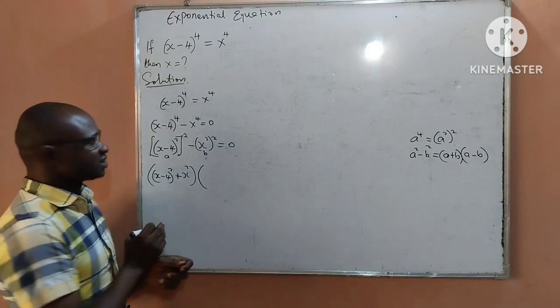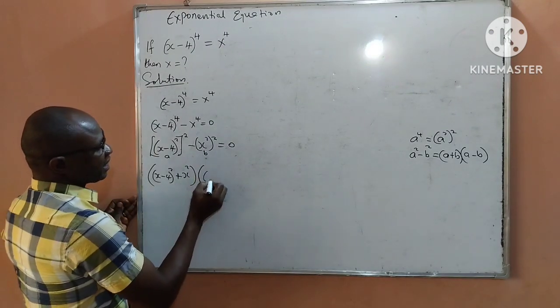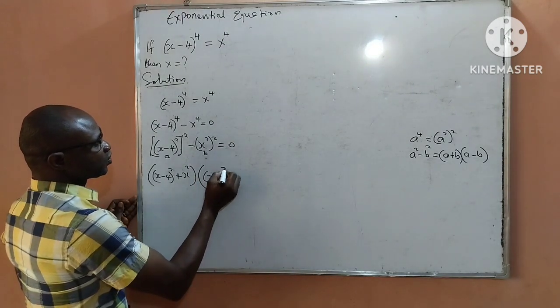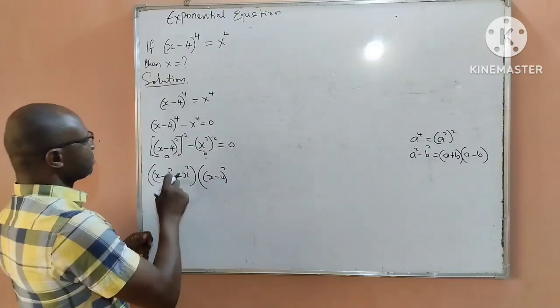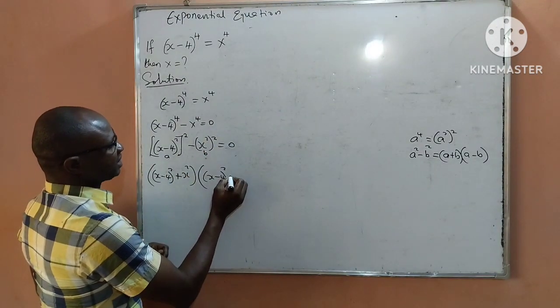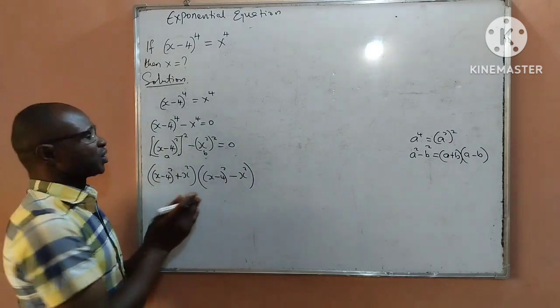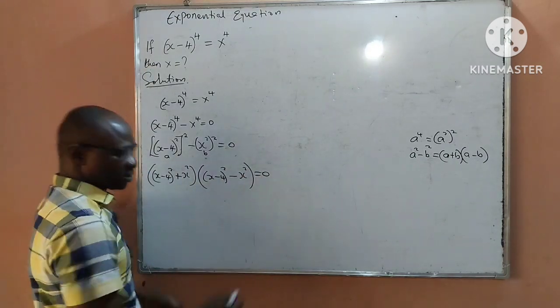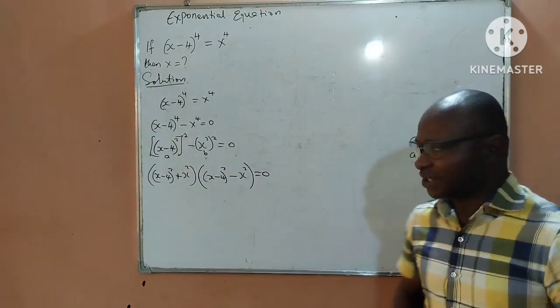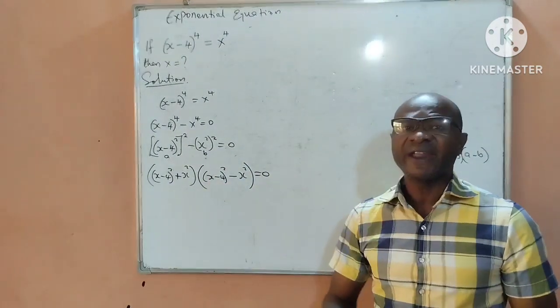Again, next bracket, a, (x minus 4) squared, then minus b, and b this time around is x squared. Together, they will be also in one bracket, and it is equal to 0. Just take a very good look at it. You see, it is very clear.